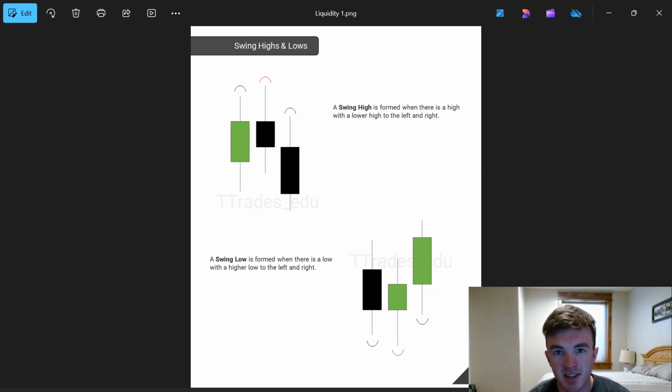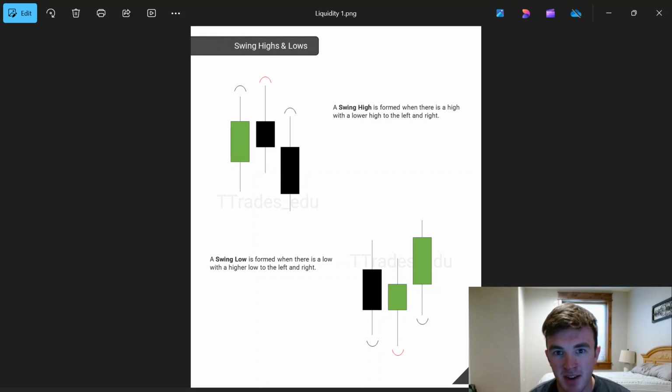Today we're going to be discussing liquidity, which is arguably one of the most important concepts in trading and fundamental no matter what trading strategy you are using. If you want to be good at trading, you need to understand liquidity because it is how the market moves and why the market moves the way it does. So let's jump right into it.